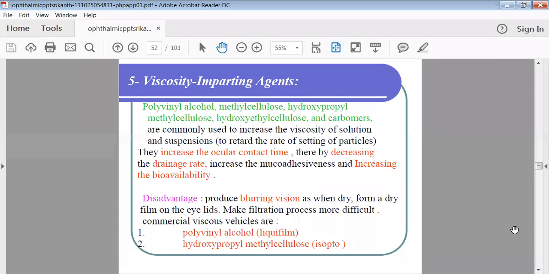Generally, we use polyvinyl alcohol as a viscosity enhancer, and hydroxypropyl methylcellulose as a viscosity enhancer for the ophthalmic preparation. So depending on the requirement, we may use such viscosity enhancers.